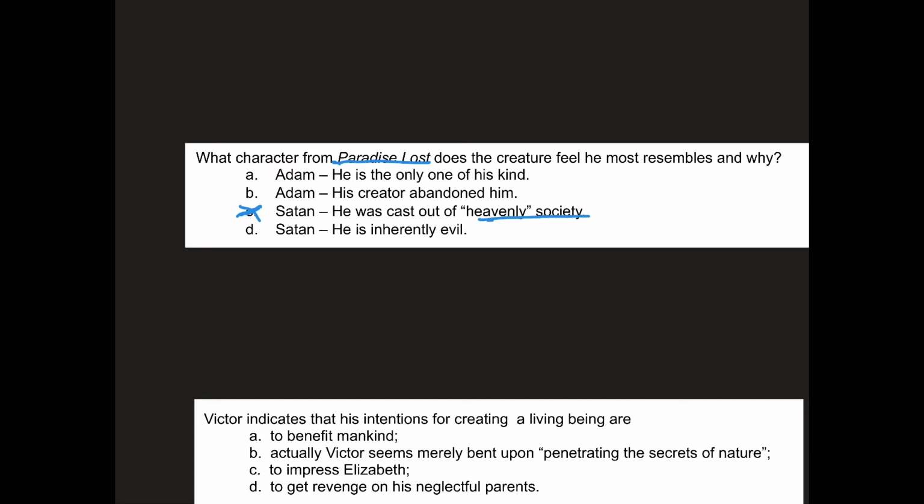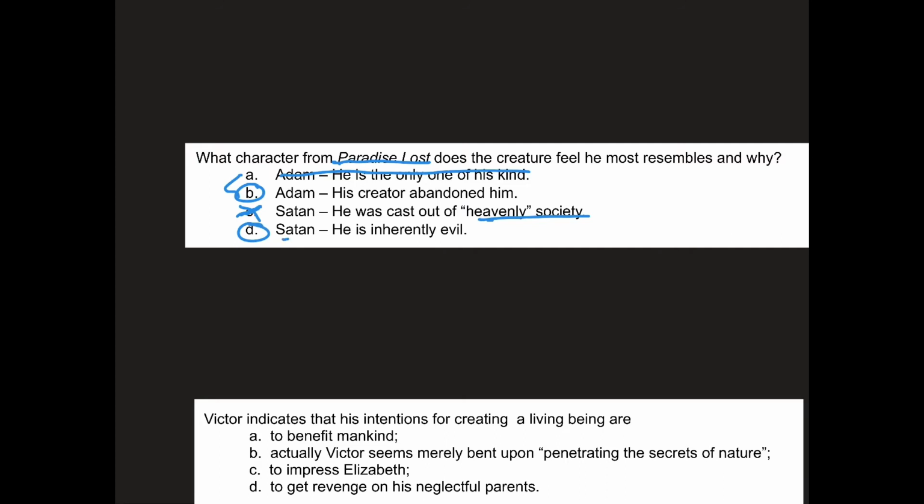We do see him acting like Adam, but if I look at these choices, I'm going to eliminate this first one because he doesn't really mention at all about being like one of a kind or, you know, a special chosen boy or what have you. And that's certainly not the reason that he feels like he most resembles Adam. B looks really good and D looks really good. Okay, but D has some problems.